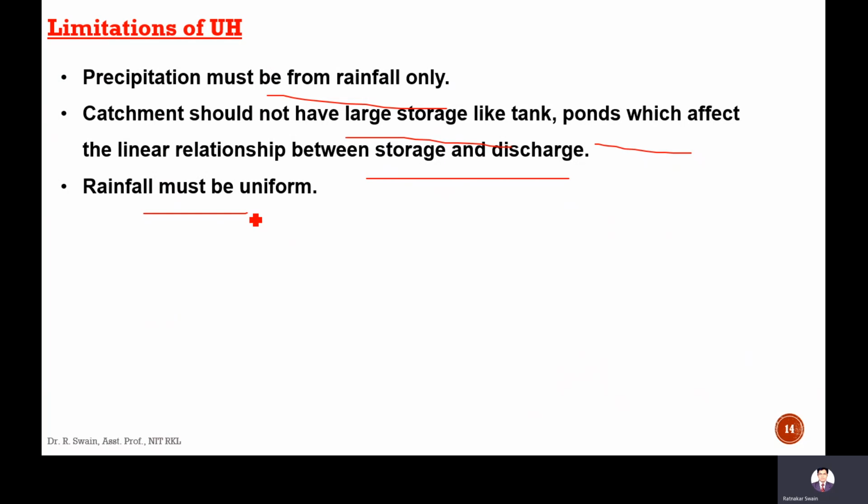Otherwise, the result will not give the actual value, and the actual flow hydrograph cannot be determined.